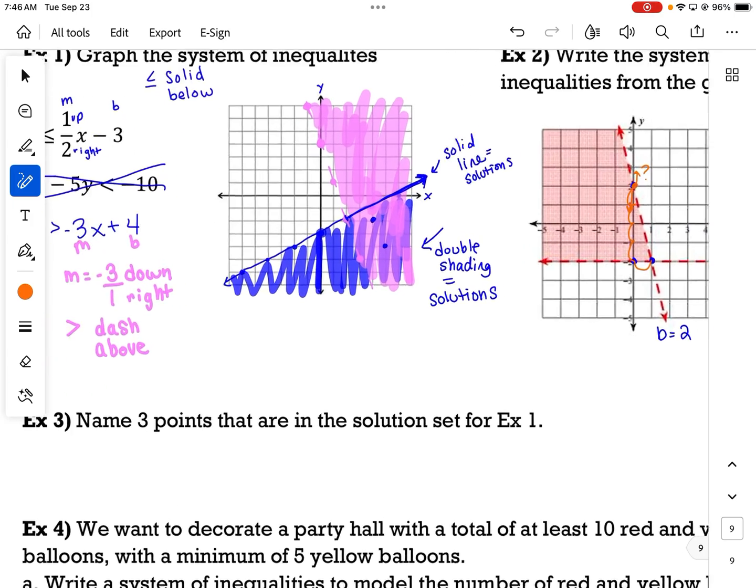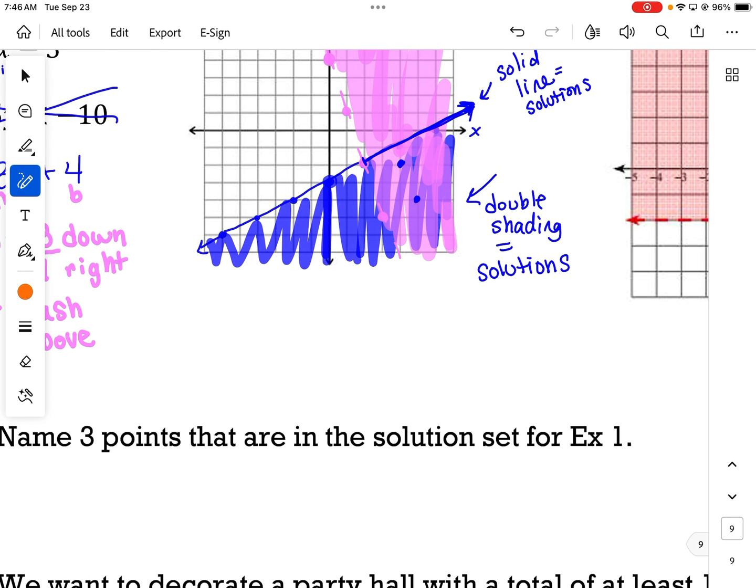Okay, example 3. It says, name 3 points that are in the solution set for example 1. So any 3 points that are in this double shaded area. So I'm going to go 1, 2, 3, 4, -2. That is that point right there. That's in orange. And then we could do any point in here. So there's more than one answer. We could do 5, -4.